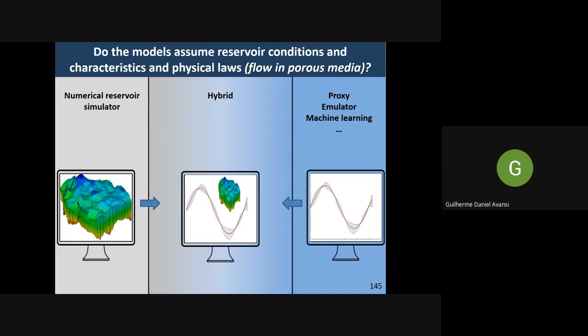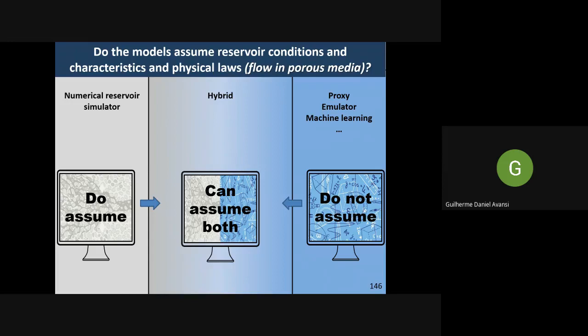Okay, we talked about fidelity. Now we'll talk about the type of models that we are talking about. We are talking about the reservoir simulation model here. We are talking about proxy, emulator, machine learning techniques, AI, etc. And when we are talking about hybrids, remember when I mentioned this term, we are combining the physics that is including the numerical reservoir simulator, and also the analytical formulation. So this is the hybrid. In the hybrid, I can assume both the reservoir conditions and characteristics, physical laws, and also the analytic formulation. In the numerical reservoir simulator, we assume the fluid, the porous medium, and the physical laws. And for the emulators, proxies, etc., we do not assume the physical laws. So this is the difference between different types of models and different types of fidelity.